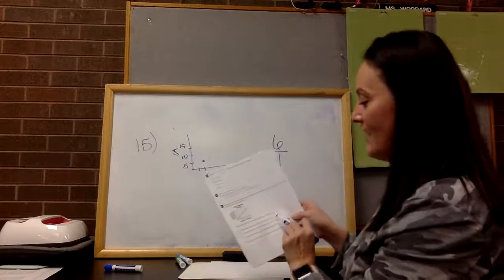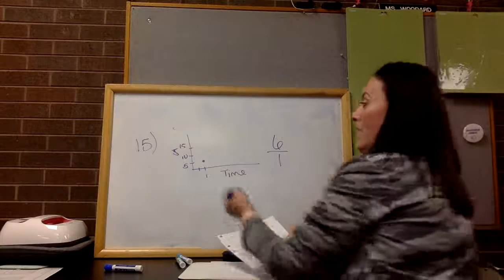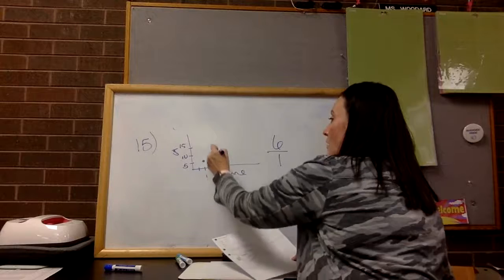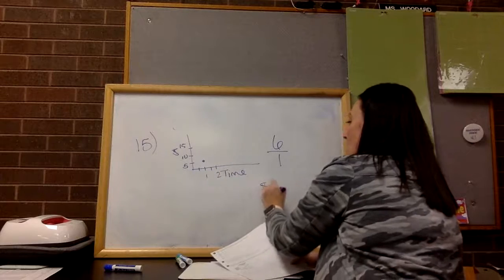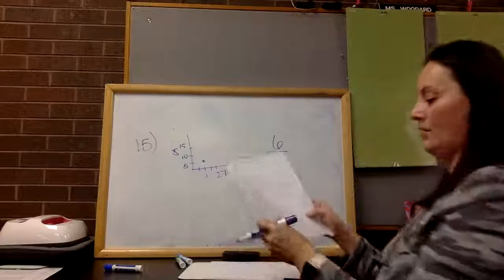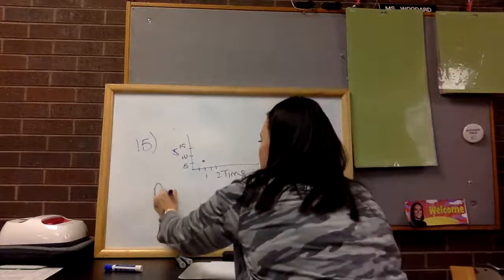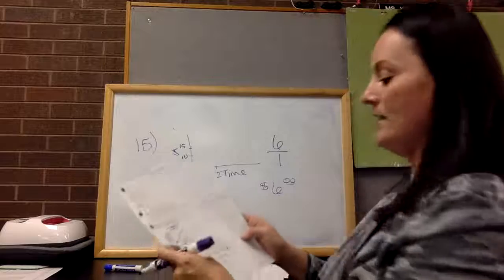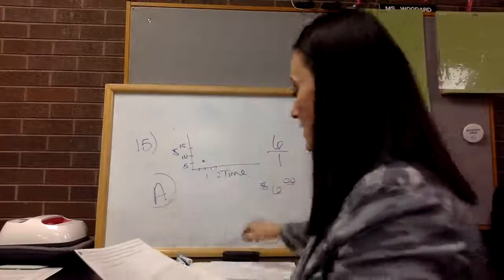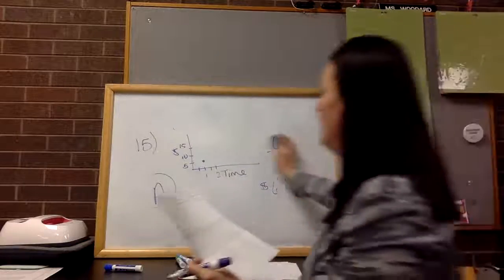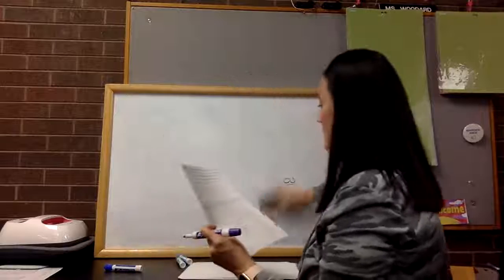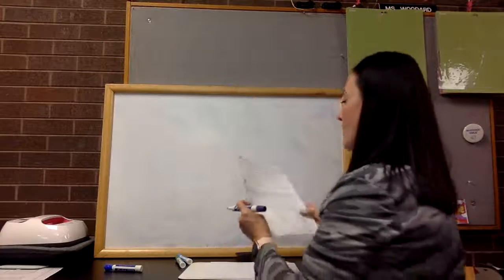That is saying Jack's savings is how much per week. Every week that you go over, it looks like he's saving $6 per week. He's not saving $1. He's saving $6 every week. So it looks like A, the slope of the line is 6 over 1, and he is saving $6 per week. That's number 15.